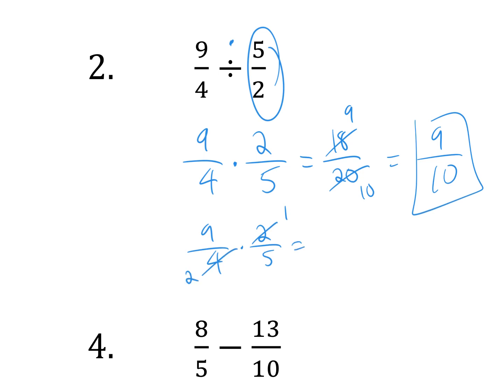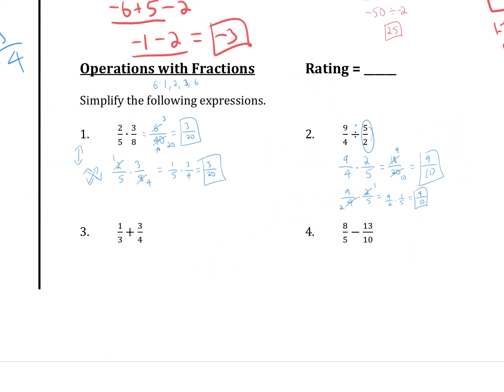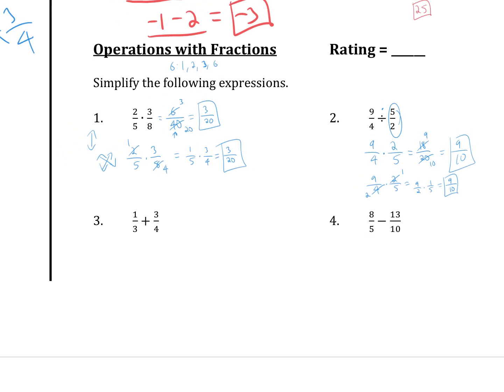So now we have 9 over 2 times 1 over 5, right? What's 9 times 1? 9. What's 2 times 5? 10. So we got the same answer 2 different ways. All right, so that's how you multiply and divide.